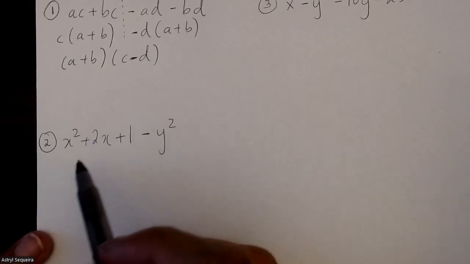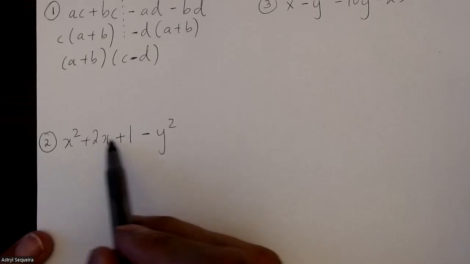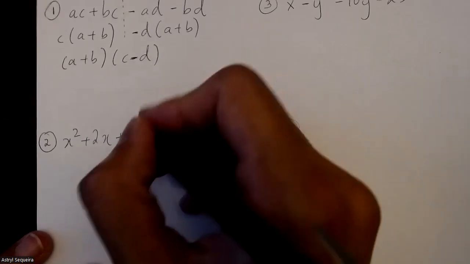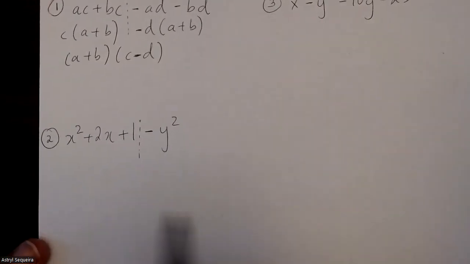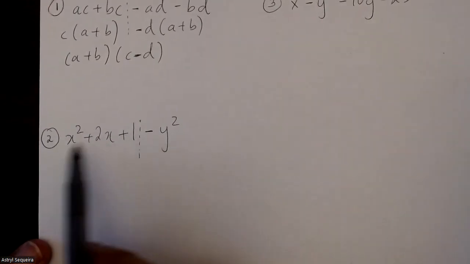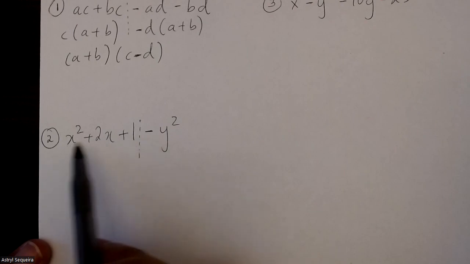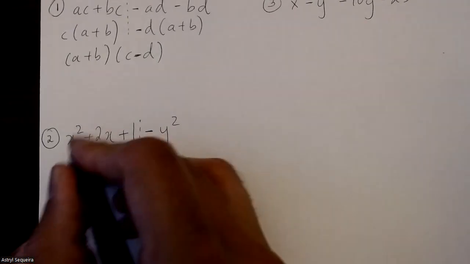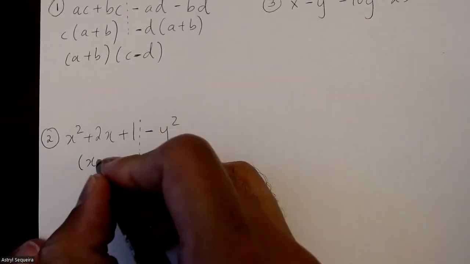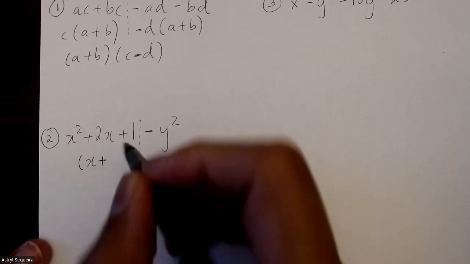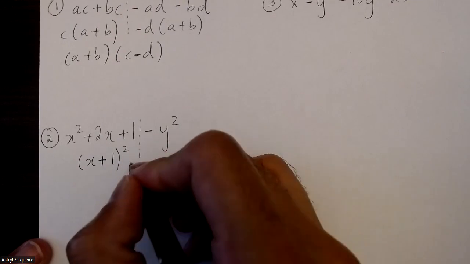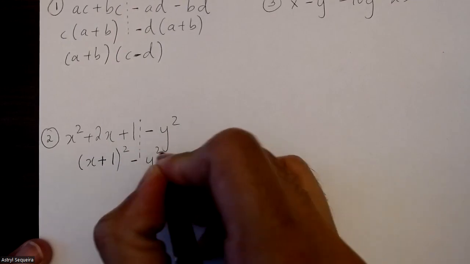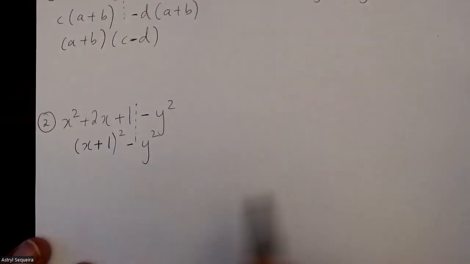And if I look at this question here, I can tell that these three terms group together. So I'm actually going to put my line over there for this one. Now I can factor this and make this into a perfect square. So square root of x squared is x. The sign in the middle will be plus, and square root of 1 is just 1. So this is x plus 1 squared minus y squared.